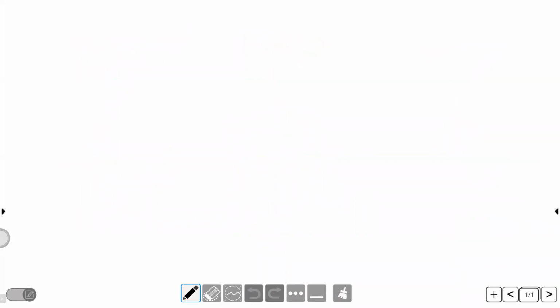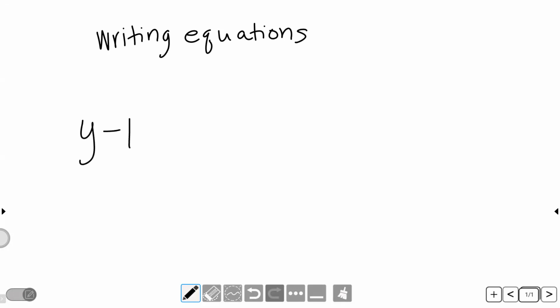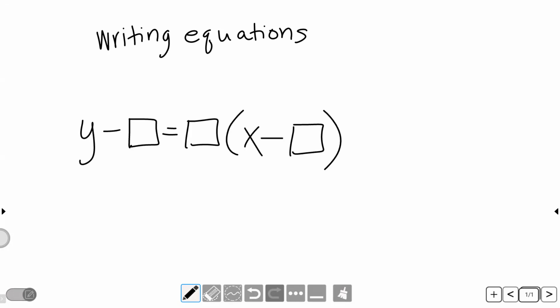Oh, writing equations. I think there's about 4 questions on this, and they're all the same setup. They're all going to start with this formula. The only thing that'll be different is sometimes they'll give you 3 numbers, sometimes they'll give you equations. You have to look at the information that they give you.